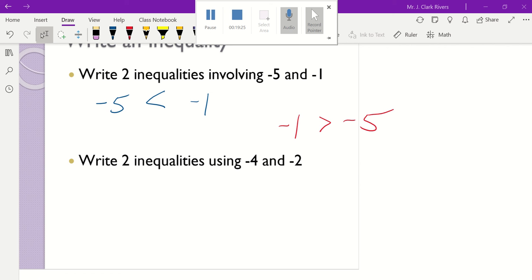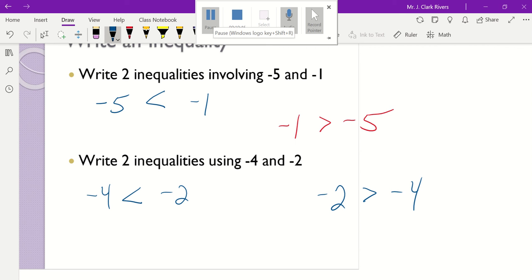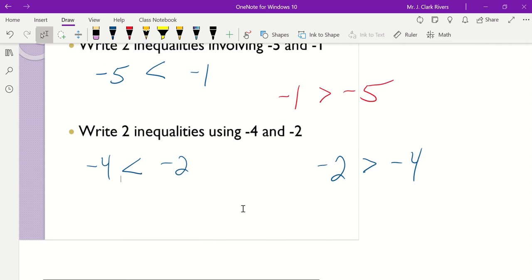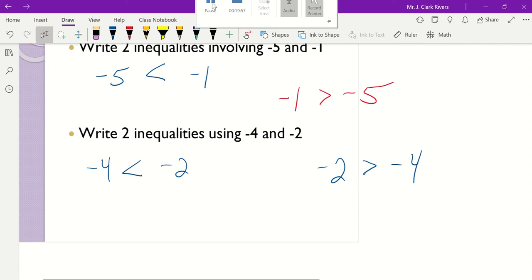Finley, we haven't heard from you yet, so give me one of your inequalities. -4 is greater than -2. Oh, sorry. -2 is greater than -4. Okay, so -2 is greater than -4. I like that. What about your other one? -4 is less than -2. So it's the same relationship using two different inequality signs. We just have to flip them, right? Questions on those? Okay, very good.